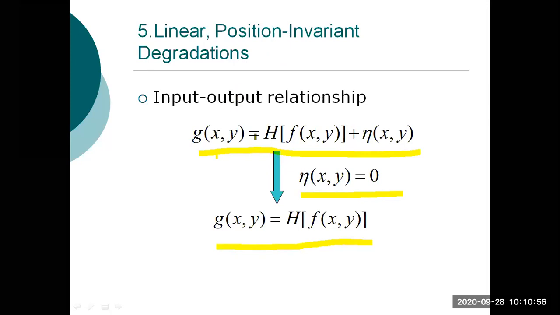So all of you must write this expression. The input output relationship of our degradation model is given by g of x comma y is equal to h of f of x comma y plus eta of x comma y. But we are considering eta of x comma y as 0, and the expression will be modified as g of x comma y equals capital H of f of x comma y. Capital H is a degradation function here, like a system.